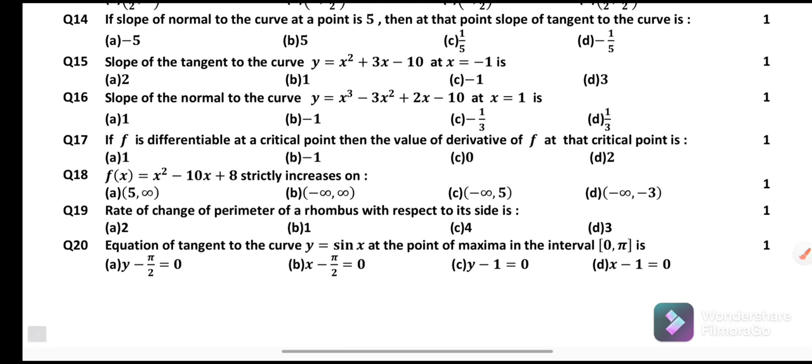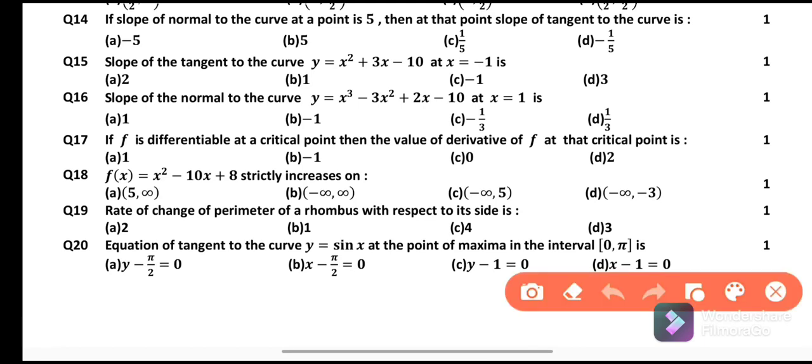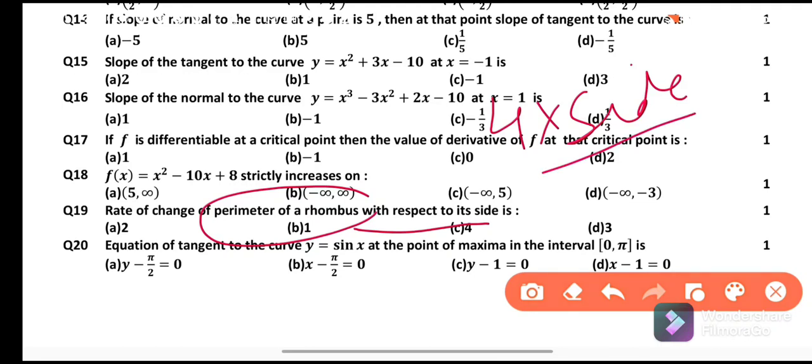Next question. Rate of change of perimeter of a rhombus with respect to its side. Now perimeter of rhombus is equal to 4 multiplied by side. Now differentiate with respect to side. We get 4. So answer is C option.